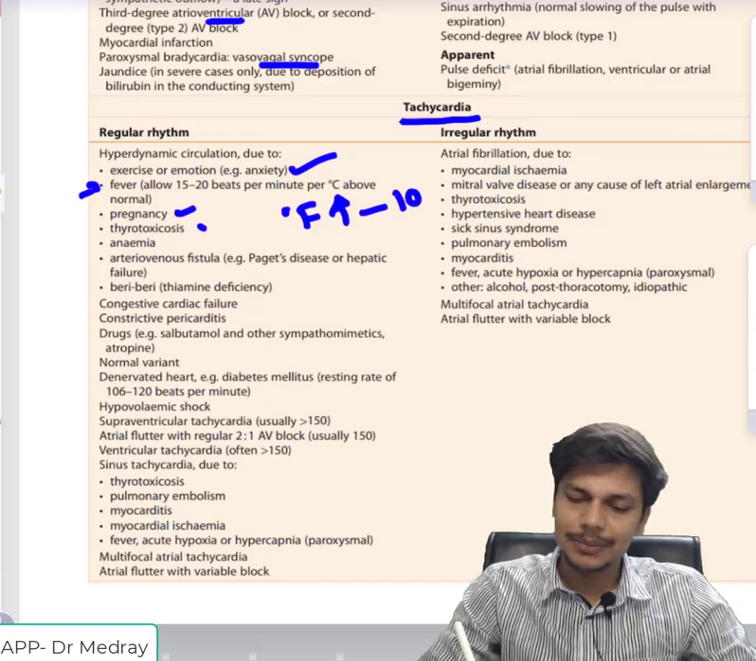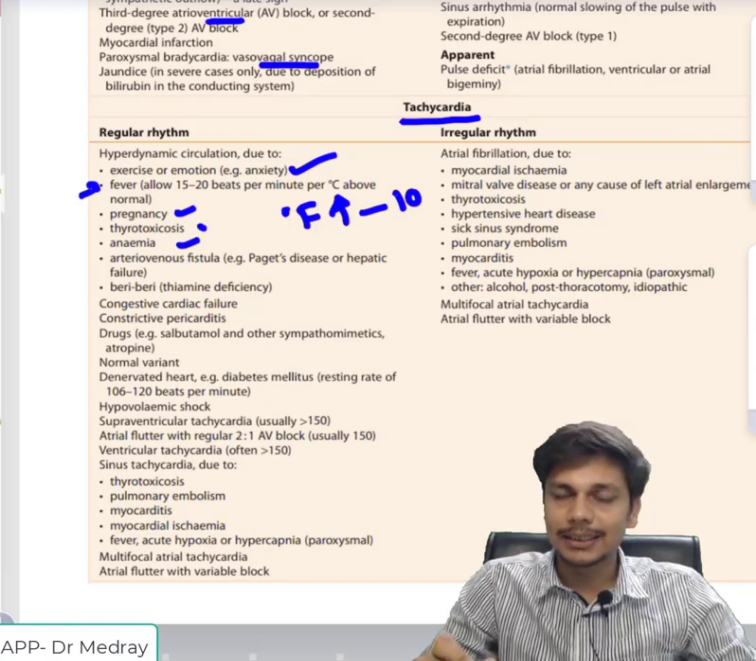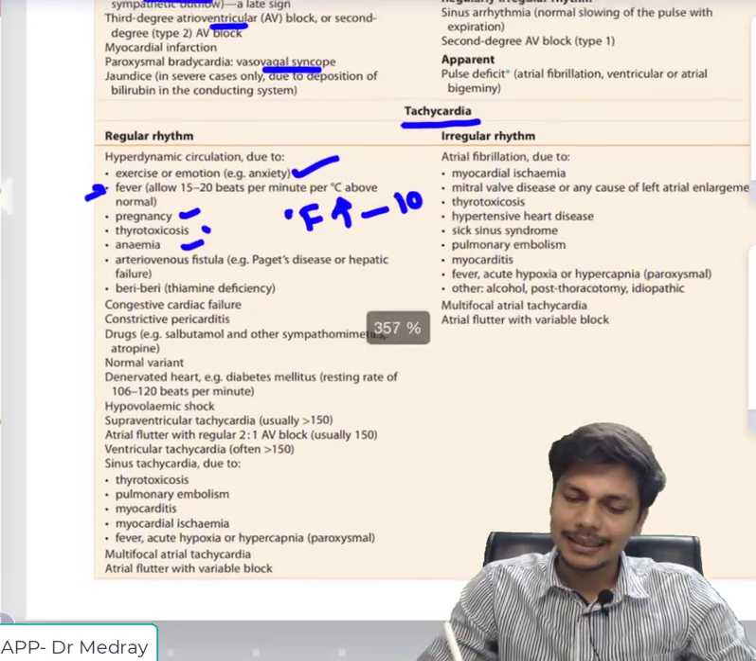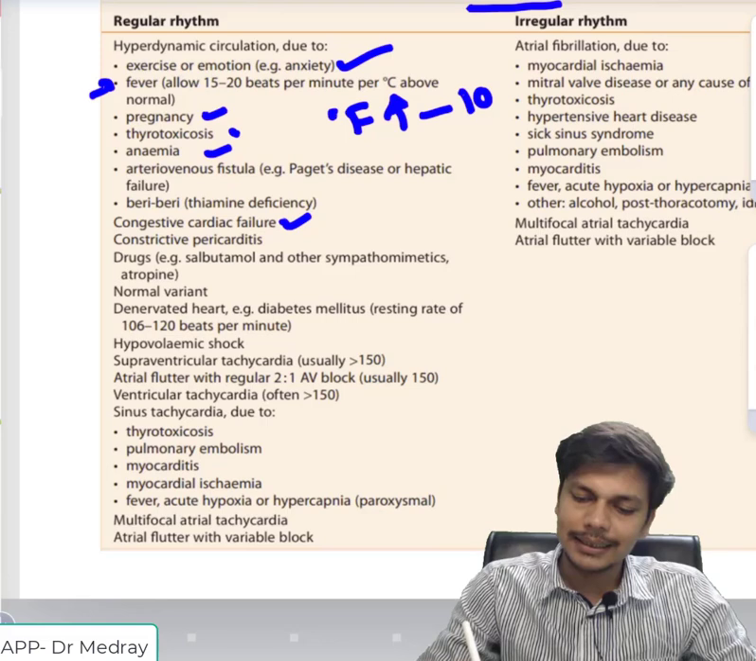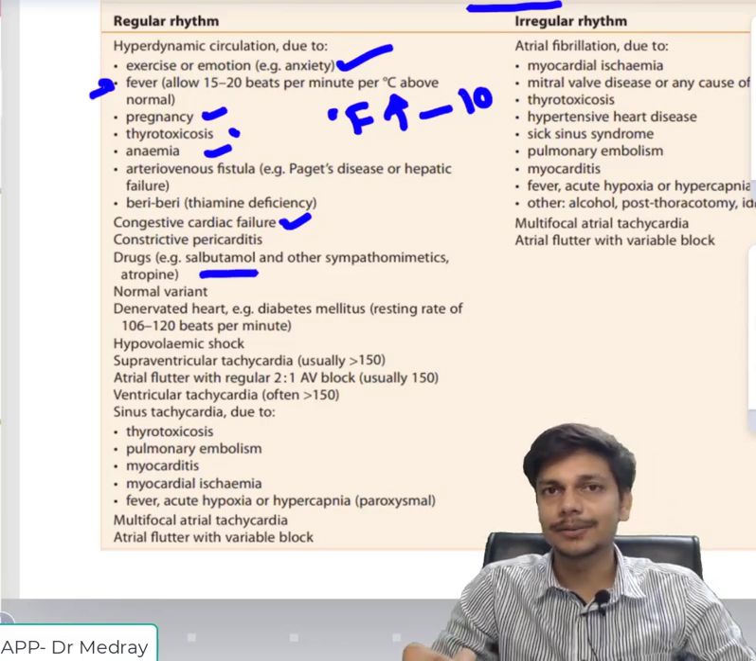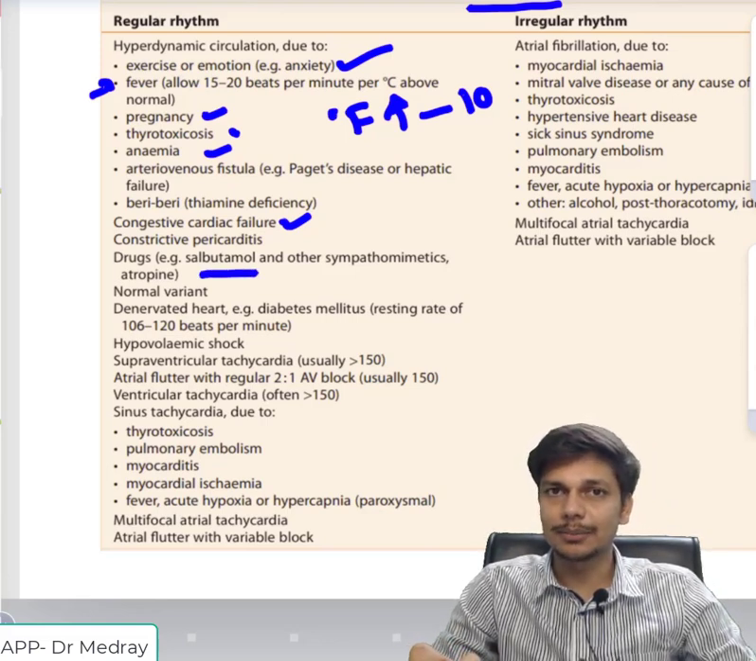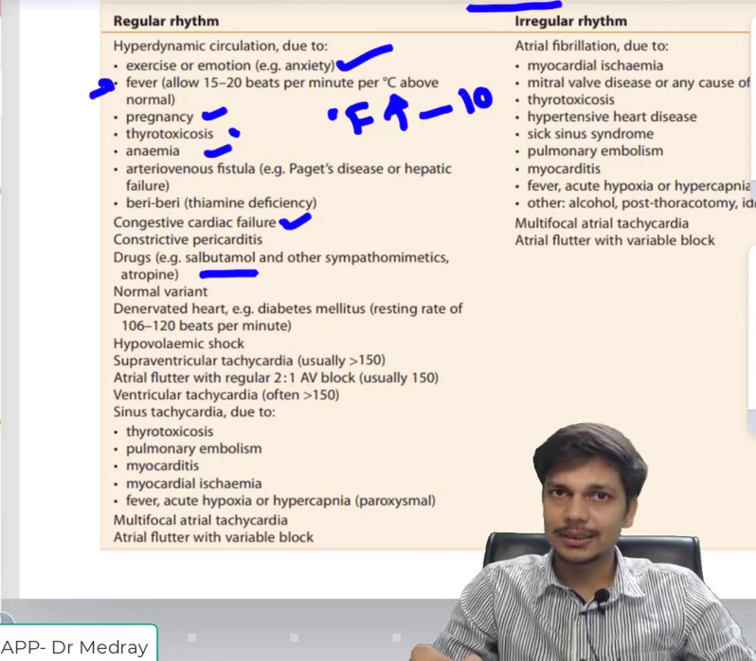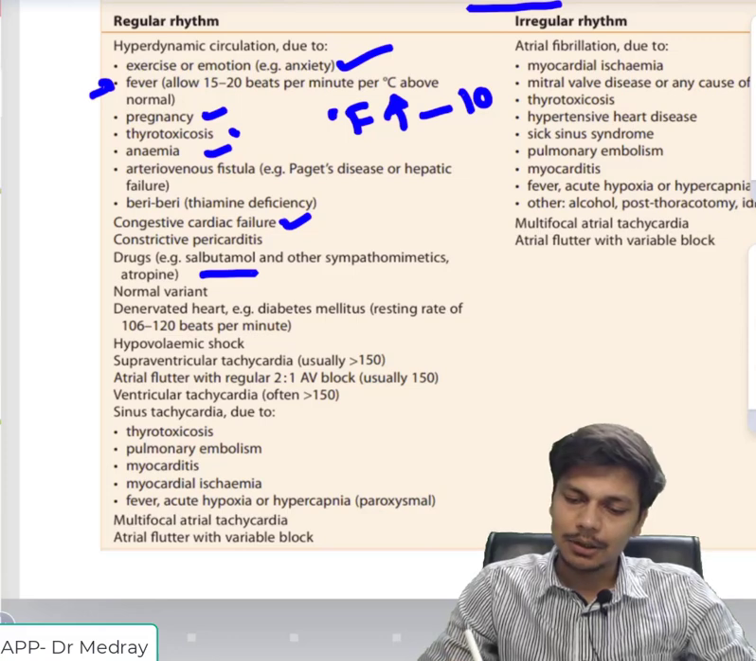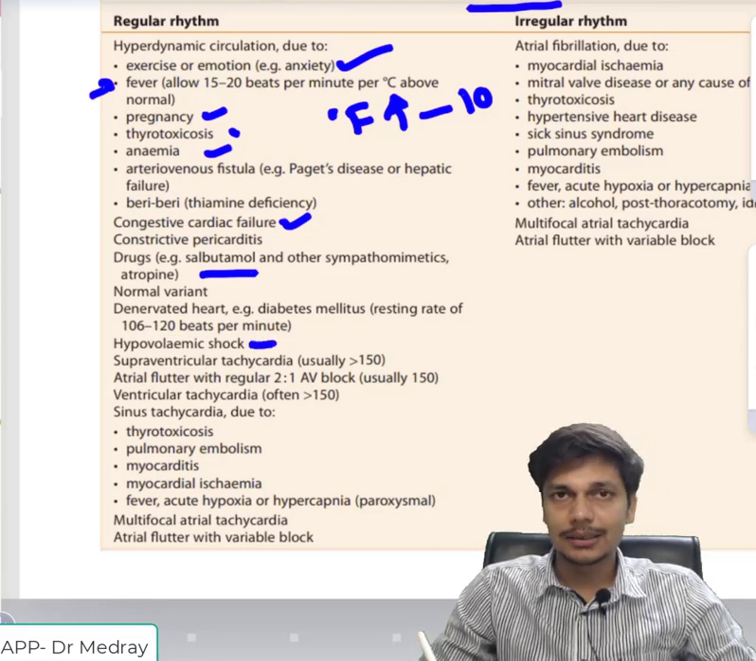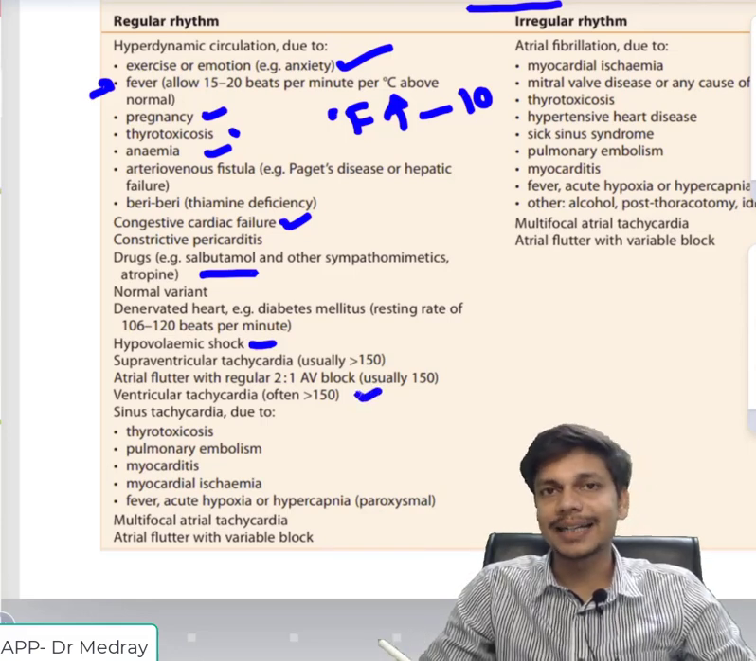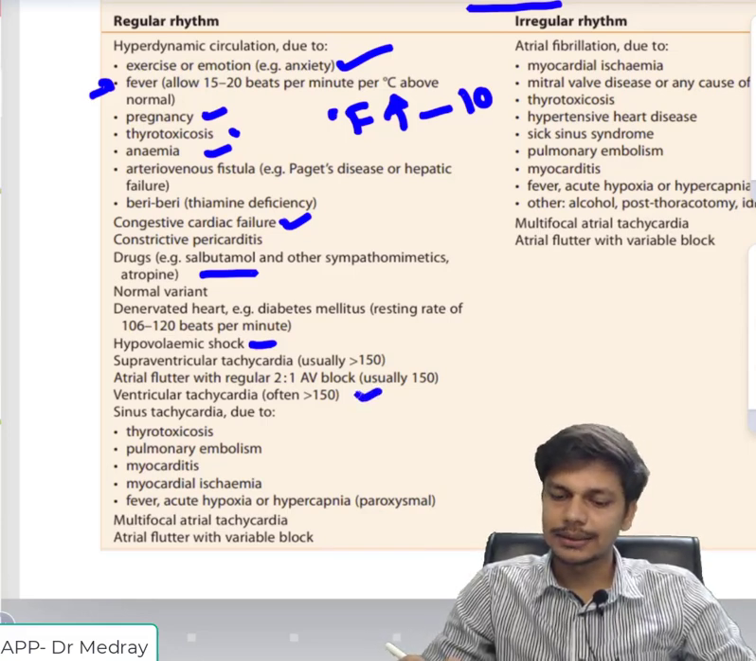Thyrotoxicosis, anemia. All these are important conditions for tachycardia. If the patient has heart failure, the patient may have tachycardia. Drugs, more importantly salbutamol, a beta agonist. So beta blockers cause bradycardia, and beta agonists like salbutamol cause tachycardia. Hypovolemic shock can cause tachycardia. Atrial flutter and atrial fibrillation, these are heart conditions, or cardiac related conditions, which can cause tachycardia.